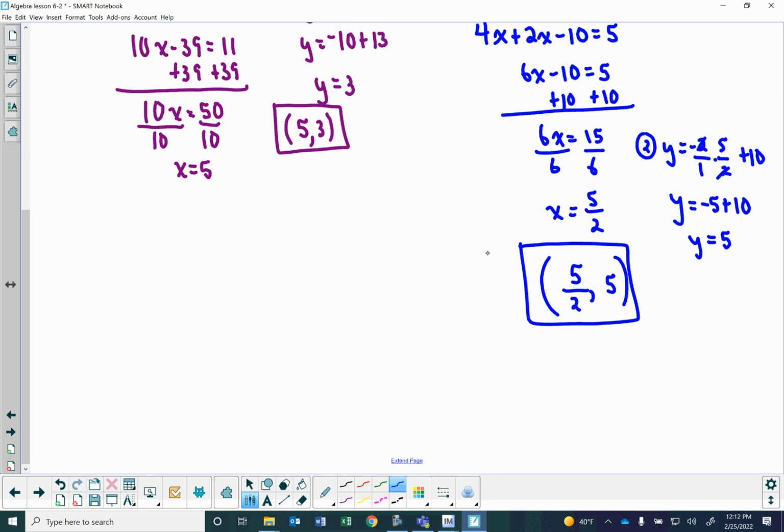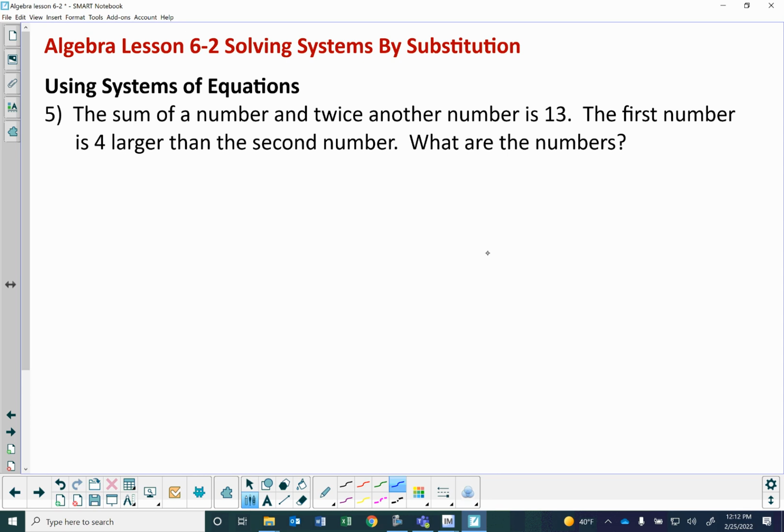Now, you can also use substitution to solve a system of equations that are real-world equations. Okay? The most important thing is making sure you define your variables and making sure that you get your equations set up properly so you can solve them. So let's read this question.